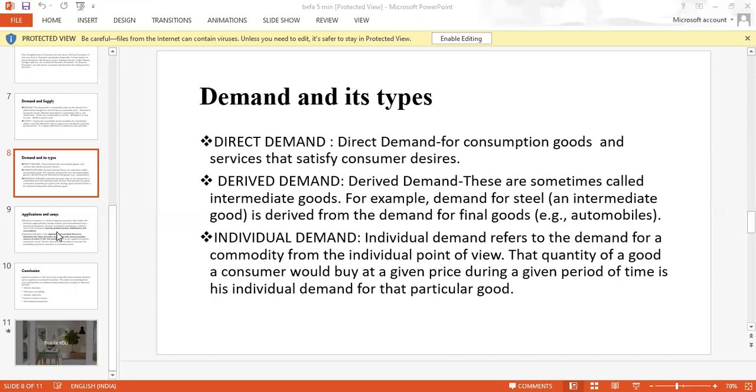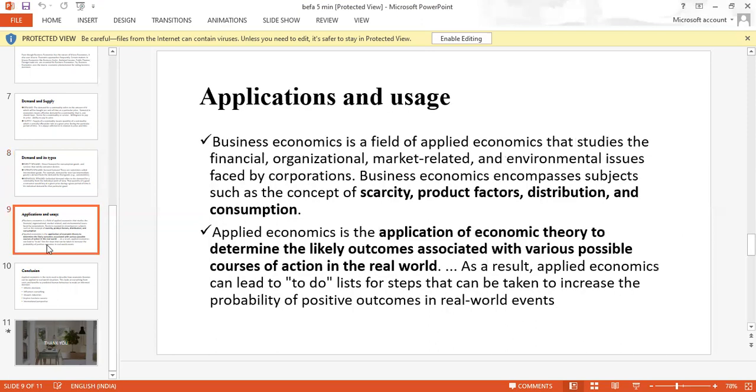Further, we are going to discuss the application and usage of economics in our day-to-day life. Here, business economics is a field of applied economics that studies the financial, organizational, market related, and environmental issues faced by corporations. Business economics encompasses subjects such as the concept of scarcity, production factors, distribution, and consumption. Applied economics is the application of economic theory to determine the likely outcomes associated with various possible courses of action in the real world. As a result, applied economics can lead to a to-do list for steps that can be taken to increase the probability of positive outcomes in real world events.